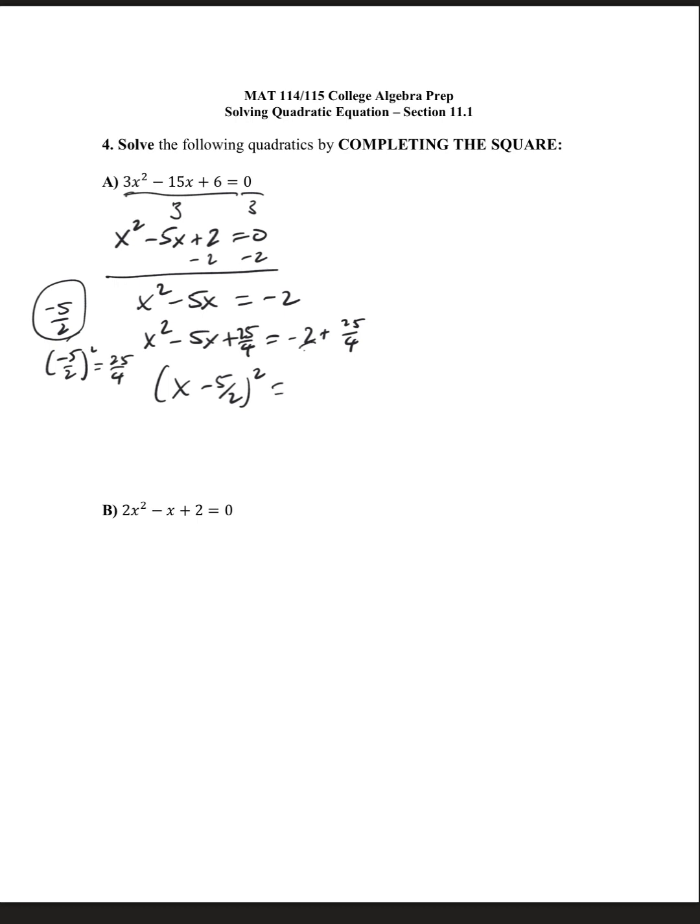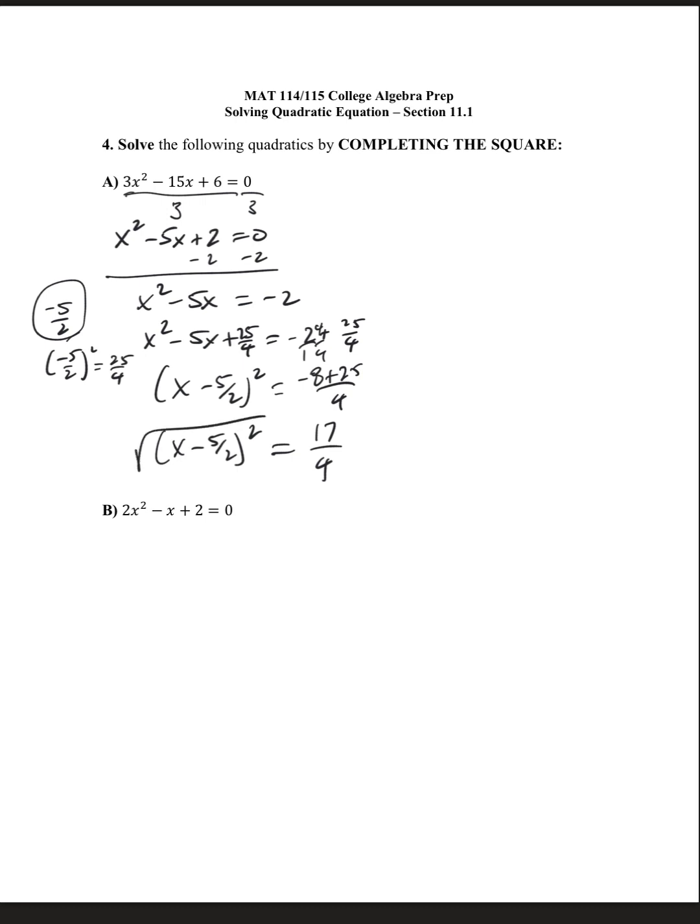On the other side, we'll need to find a common denominator, so multiply top and bottom by 4. So we'll end up with negative 8 plus 25 over 4. And so we have parentheses x minus 5 halves squared, and that looks like it's going to be 17 over 4. So we've completed the square, and now we're ready to use the square root property, since that's what the completing the square process basically gives us.